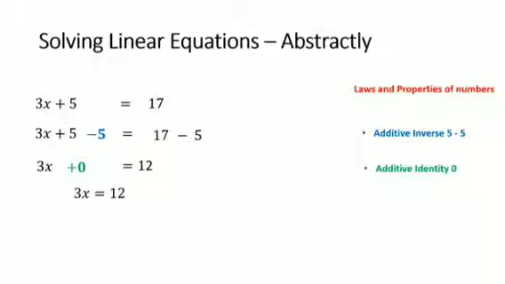Remember, 3x means 3 multiplied by x, so to isolate x, we need to use the multiplicative inverse, so that we would have 3x divided by 3 is equal to 12 divided by 3. Recall, if I divide by 3 on the left hand side, to maintain the balance, I need to divide by 3 on the right hand side. Then the 3 would cancel with 3, and 12 divided by 3 is 4, so that x would be equal to 4. Here's another example.